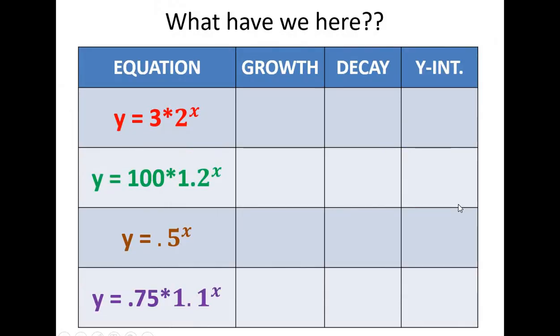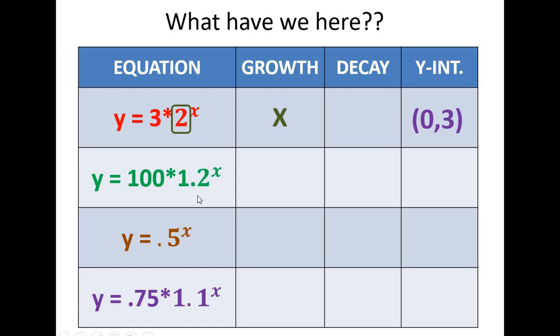So now let's take a look at this table and make some decisions. I have this first equation, y equals 3 times 2 to the x. Well, it's either growth or decay. Why is it growth? Because that b value is bigger than 1. It's 2. And so now let's determine our y-intercept. What number is in the A position? Oh, it's 3, so that means my y-intercept is (0, 3).